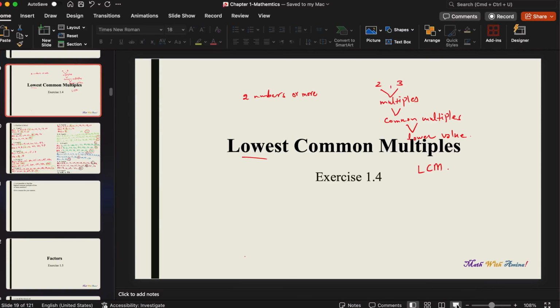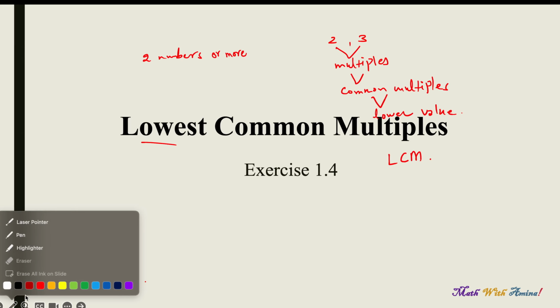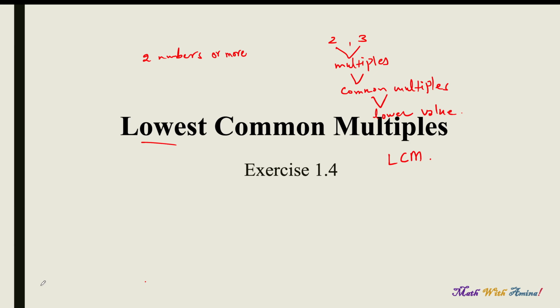Our next exercise is on lowest common multiple. Before we start solving the questions, we will try to understand a little bit what we mean by the lowest common multiple. In order to understand it, we will take two numbers. We can have two numbers or more than two. Let's say in here we are having 2 and 3.